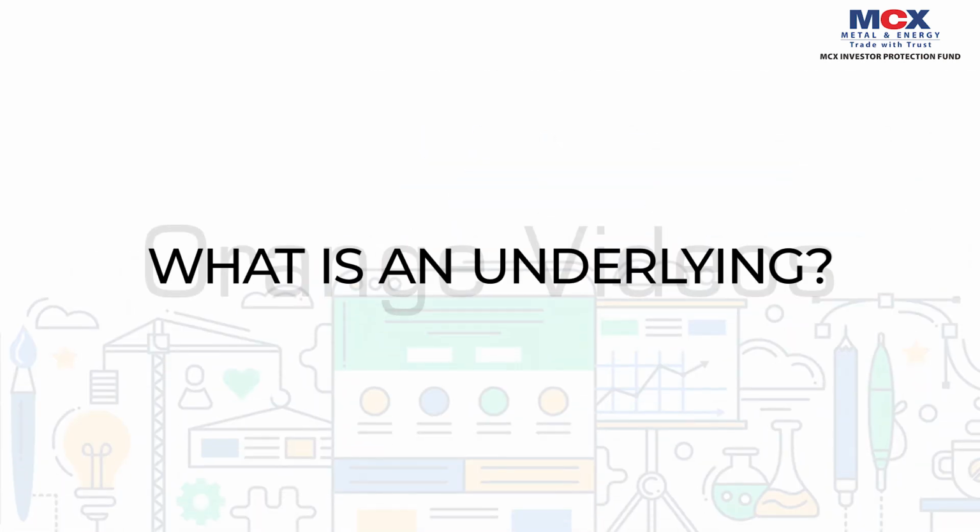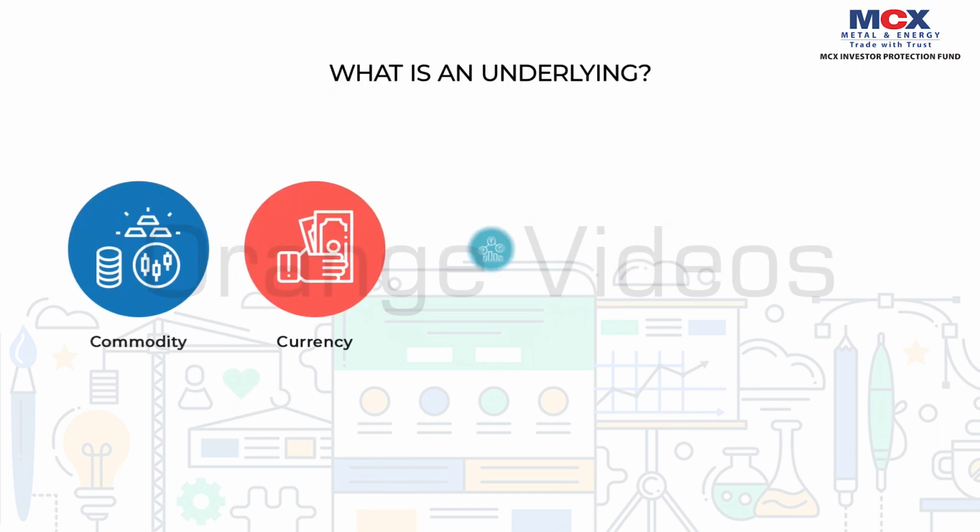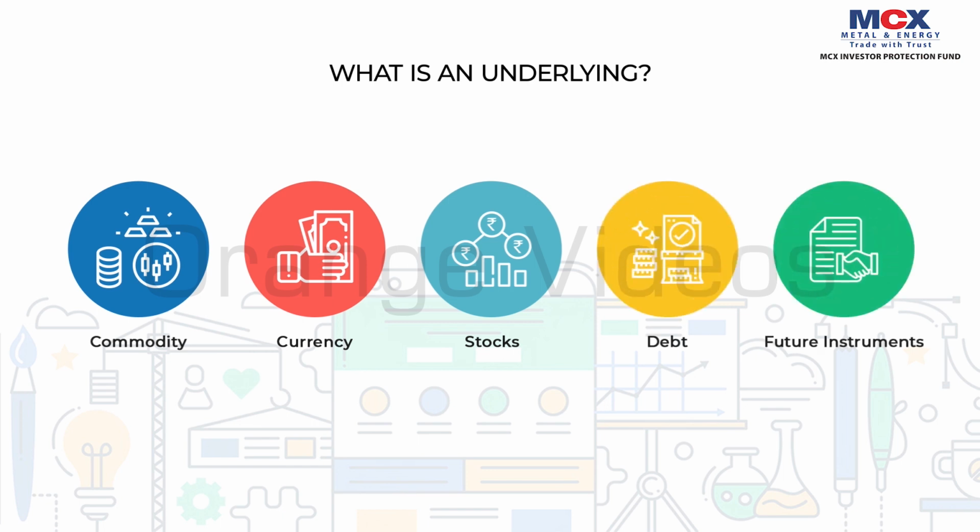What is an underlying? There are various types of underlying assets. These underlyings could be commodity, currency, stocks, debt, and futures instruments.